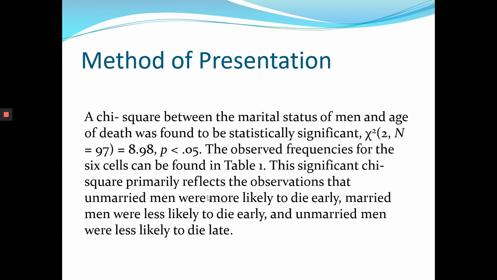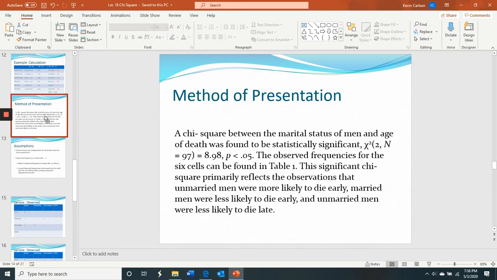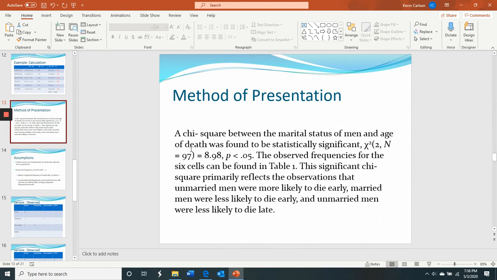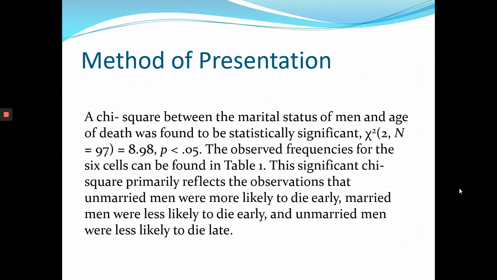And so actually my slides, I'd put them in this order. I'm going to switch my slide order for you. And this is the write-up. So we have all of our stuff now. A chi-square between marital status of men and age of death was found to be statistically significant. So chi-square, that's that little chi-square symbol. Then parentheses 2 is our degrees of freedom, comma, n equals 97. So we give the sample size of our total sample. Then equals 8.98 is our chi-square we calculated, and it was significant. We rejected the H0, so p is less than 0.05.